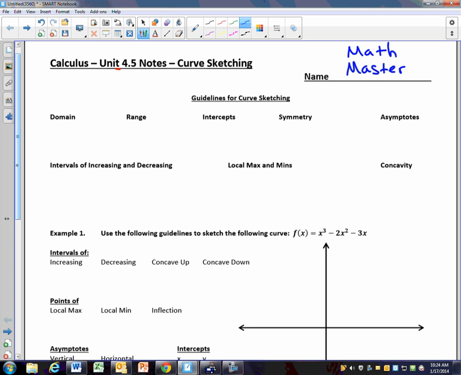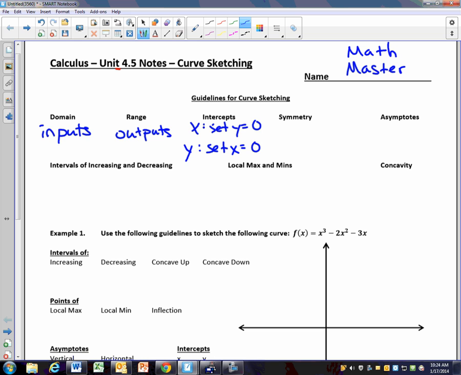Guidelines for curve sketching. Things we should consider. Domain. How would you describe domain to somebody? Your x values are your inputs. So we need to consider the inputs we can have. How about range? Outputs. This is back from last year, college algebra. Intercepts. How do you find the x-intercepts? You set y equal to 0 and you solve for x. How do you find the y-intercept? Set x equals 0.